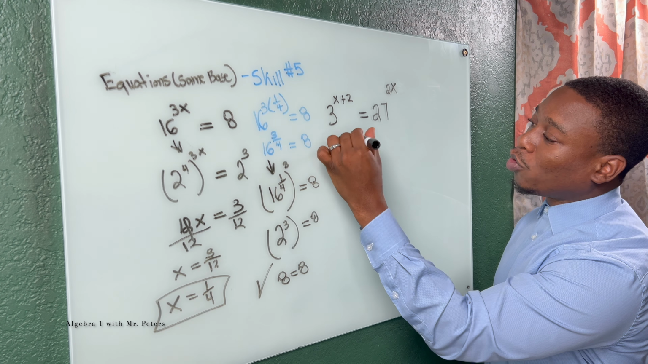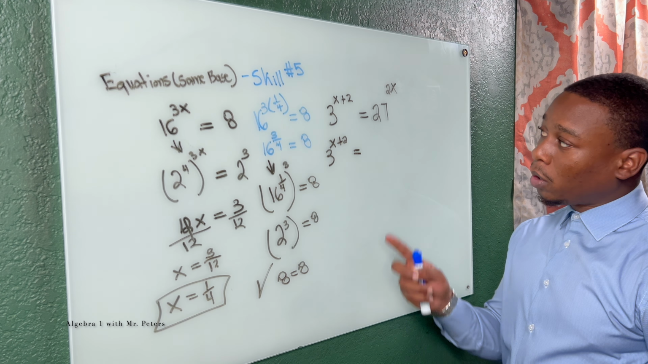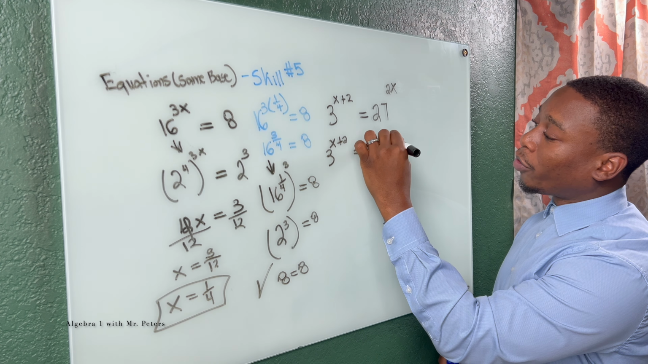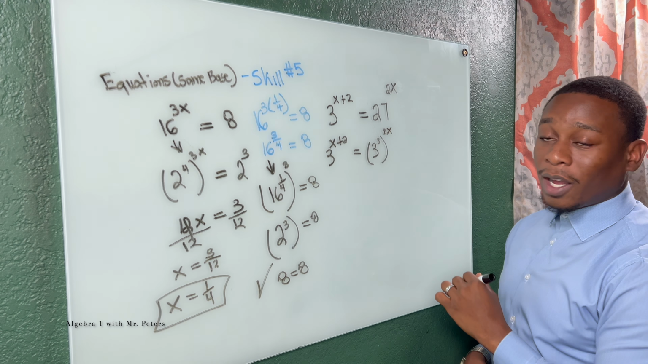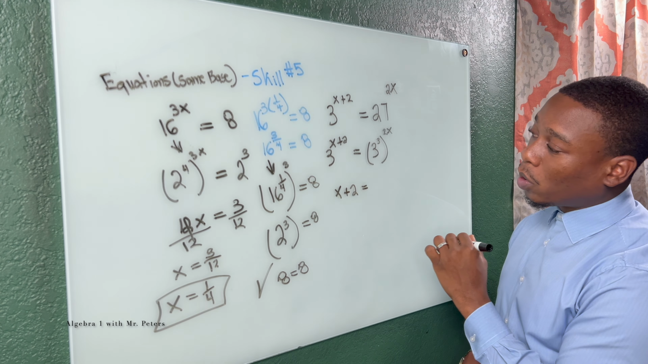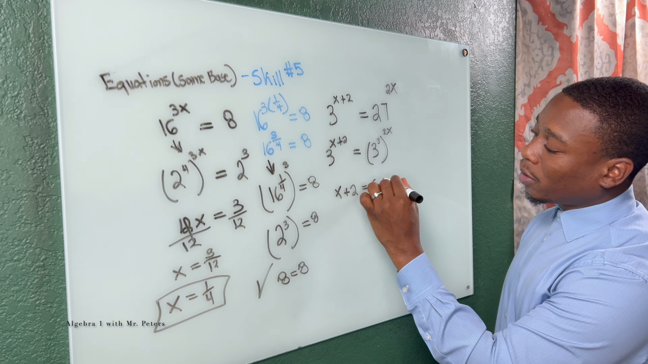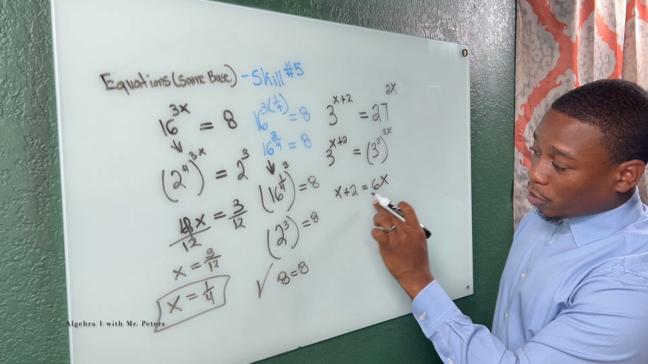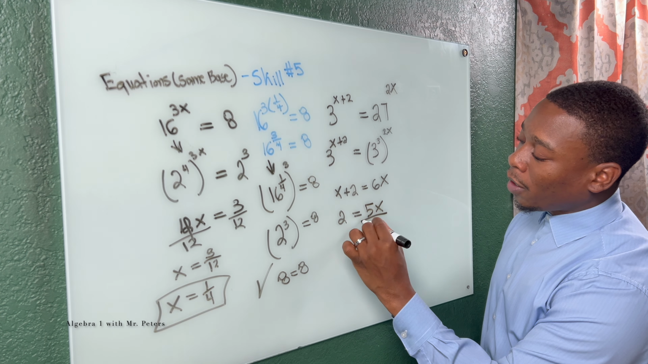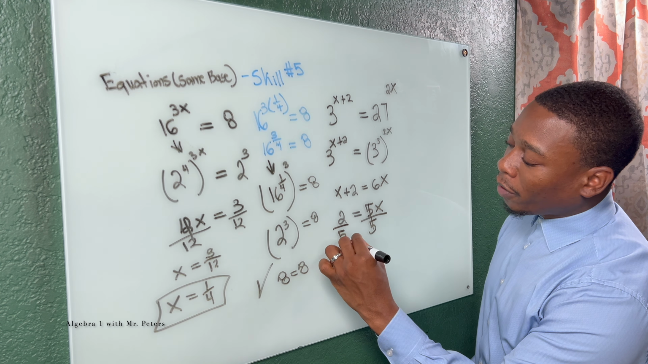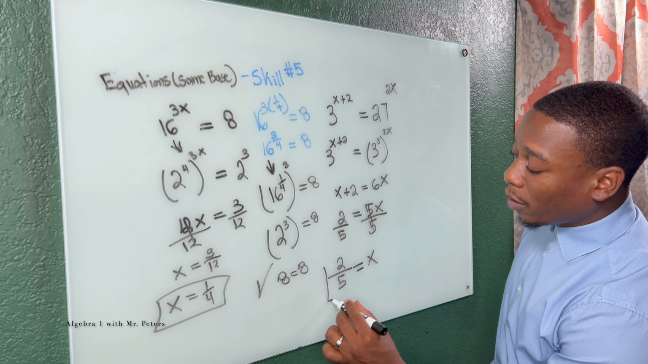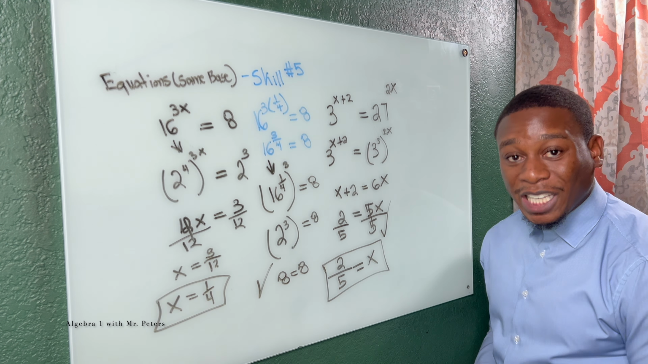3 to the x plus 2 power, and this is equal to what? We could rewrite 27 as 3 to the 3rd power. Make sure we keep that exponent on the outside. So now we drop the bases. X plus 2 is equal to what? 3 times 2x, 6x. We subtract x on both sides to get 2 is equal to 5x. And after I divide by 5, I know that 2 over 5 is going to be my answer, and this is what x is equal to.